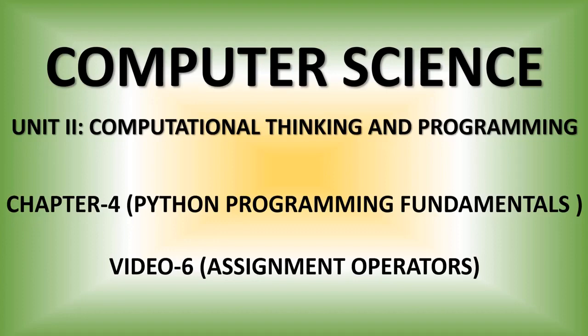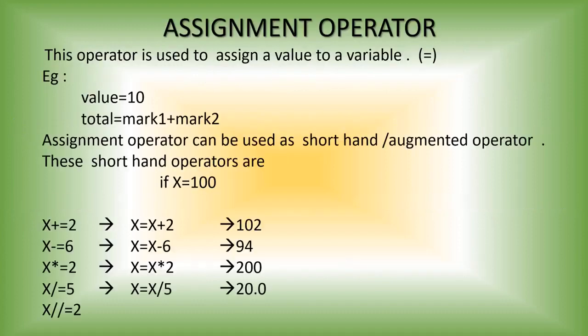Here I am going to discuss assignment operators. The assignment operator is used to assign a value to a variable. We already studied that equal to is the assignment operator. One example is written over there: value equal to 10. That means 10 is assigned to the variable value.